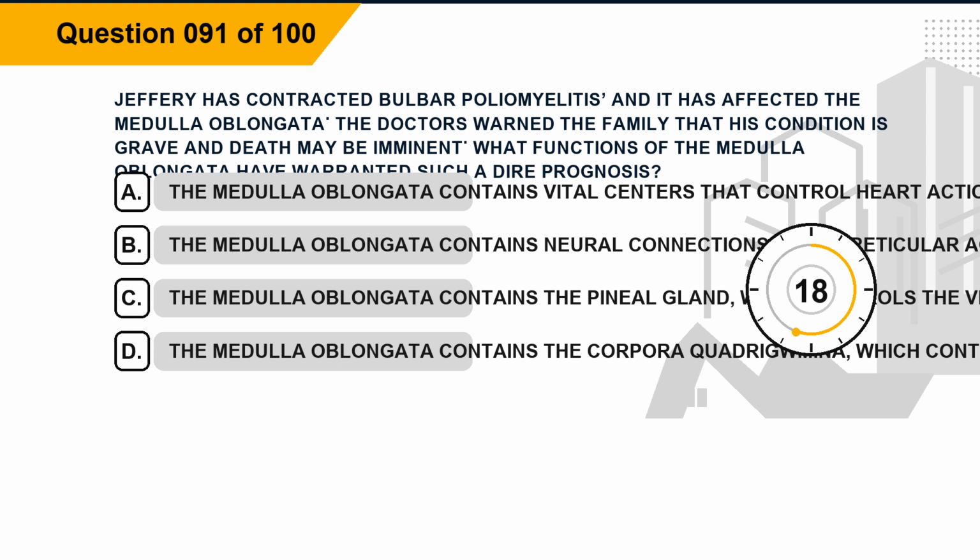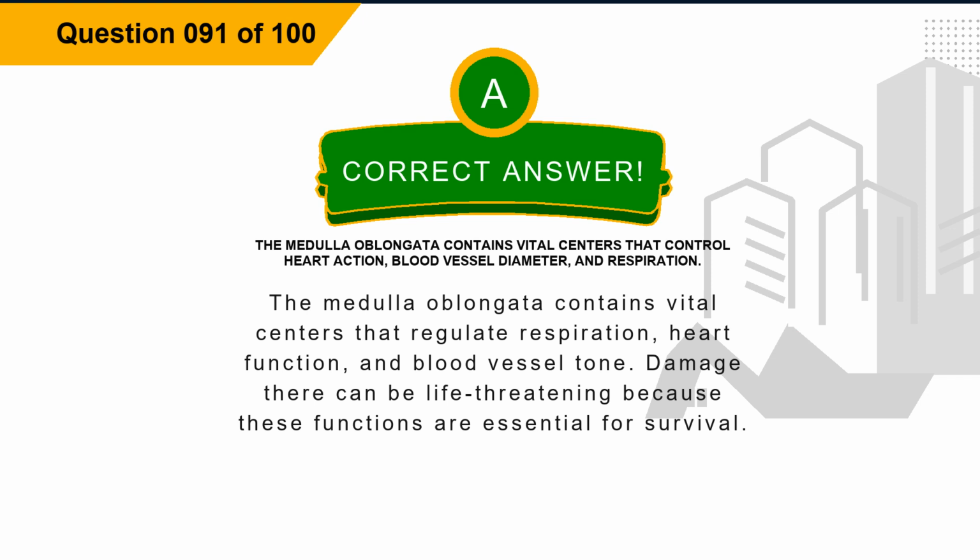Option B. The medulla oblongata contains neural connections of the reticular activating system. Option C. The medulla oblongata contains the pineal gland, which controls the vital centers. Option D. The medulla oblongata contains the corpora quadrigemina, which controls the neural transmission of impulses along the spinal cord. The correct answer is option A. The medulla oblongata contains vital centers that control heart action, blood vessel diameter, and respiration. Explanation: the medulla oblongata contains vital centers that regulate respiration, heart function, and blood vessel tone. Damage there can be life-threatening because these functions are essential for survival.